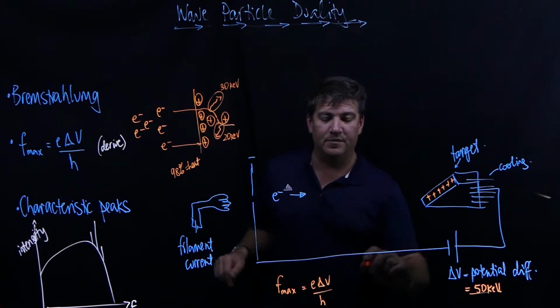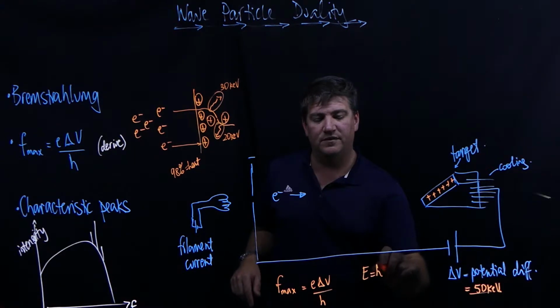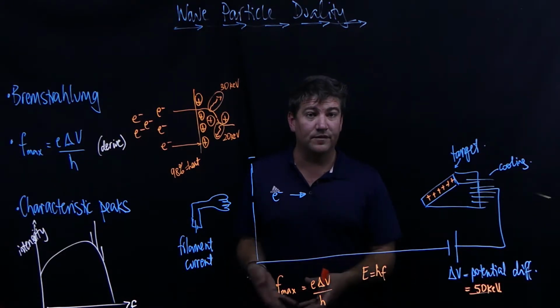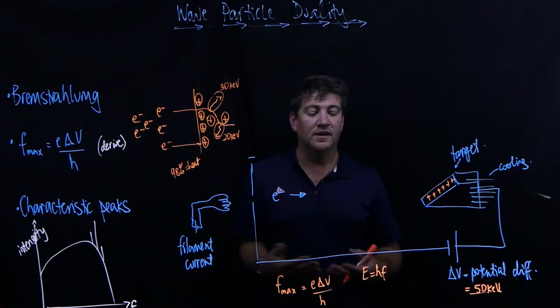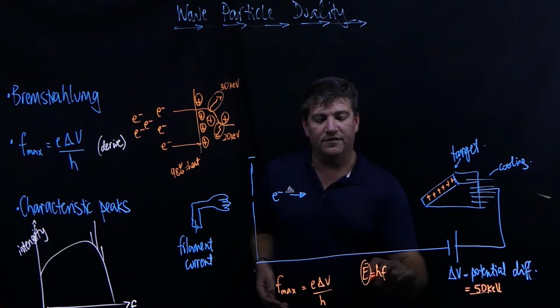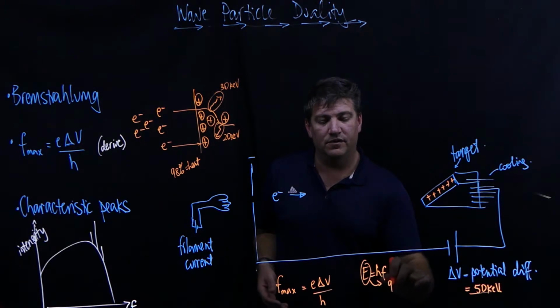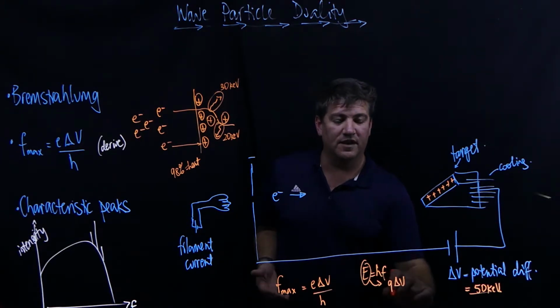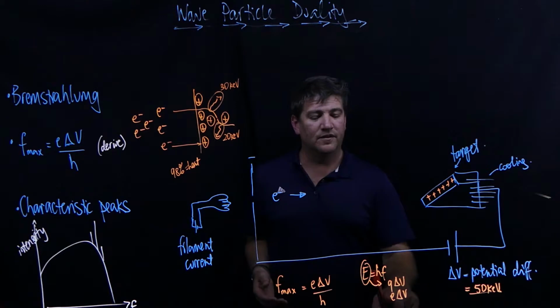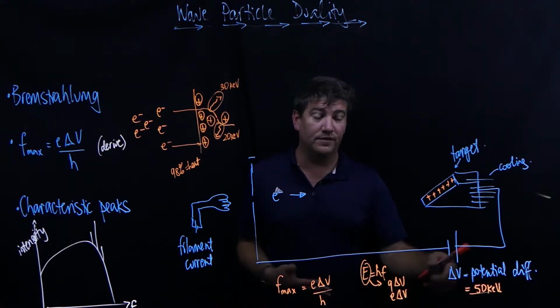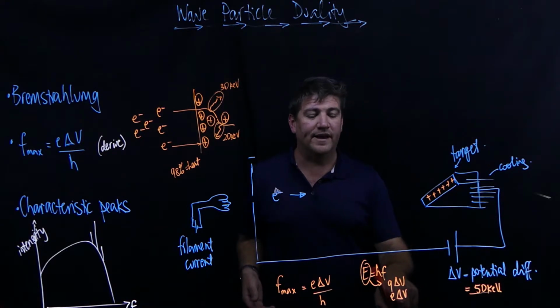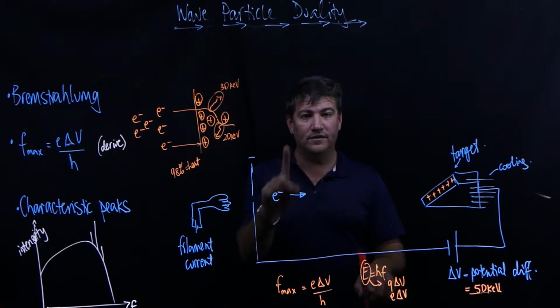So going back a step, we can see E equals hf. That's the energy of a photon. So the maximum energy is going to be related to the maximum frequency. Now, the energy in our system is QΔV, or in this case, eΔV. So the electron gains all of the energy from the potential difference, 50,000 electron volts in this case, and all of that energy gets turned into one single photon.